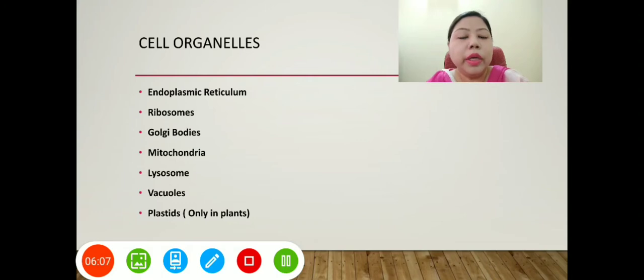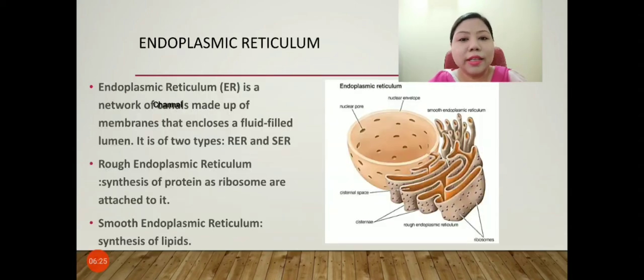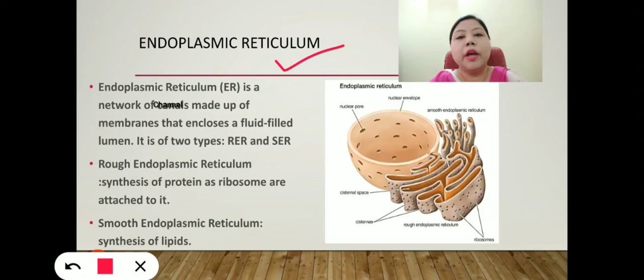So we'll be learning and discussing about the cell organelles: endoplasmic reticulum, ribosomes, Golgi bodies, mitochondria, lysosome, vacuole and plastids. And plastids are only present in plants. So let us discuss in detail about the different cell organelles. The first cell organelle which we are going to discuss is endoplasmic reticulum.